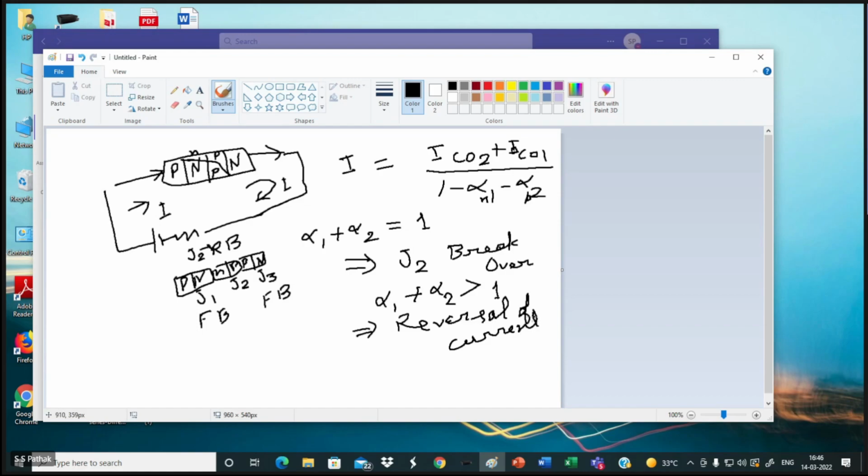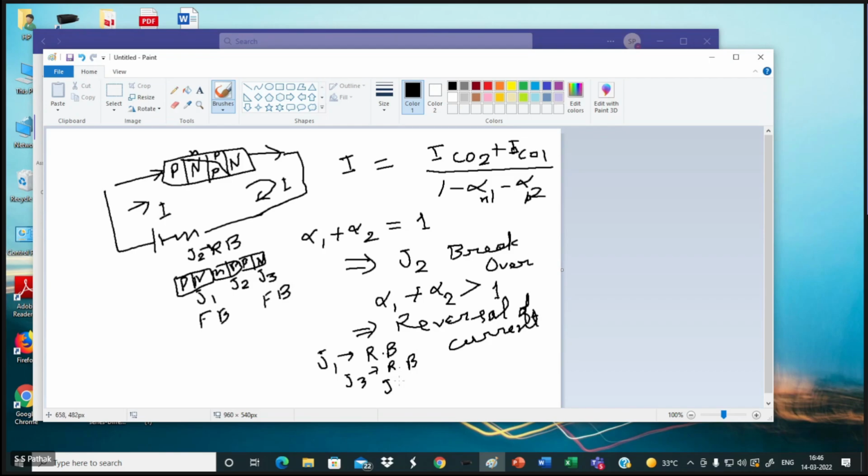So current is reversed. At that time what happens? Your J1 is reverse bias because current is flowing from right to left. Your J3 is also reverse bias. So current flowing through these two junctions is very small.